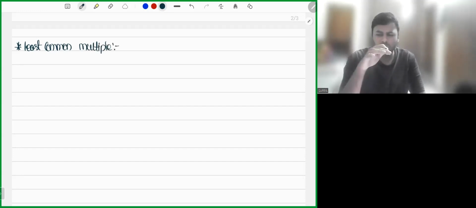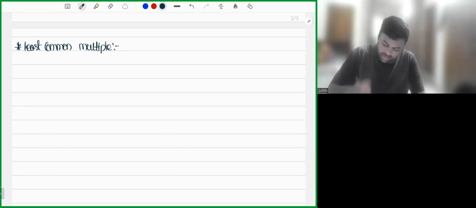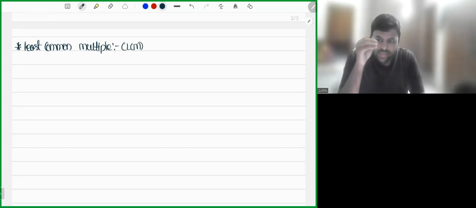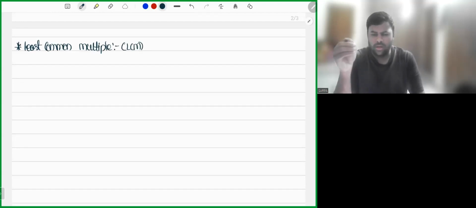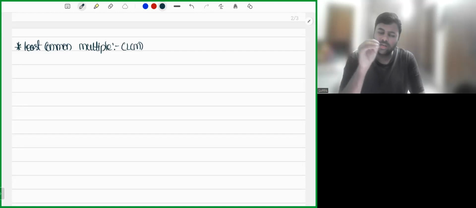Now, why do you use this? We'll look into this later on. But first, let me teach you what is a least common multiple. The word is called LCM. Now, what is this least common multiple? We use it in many places. I'll come back to that later on. First, let me teach you what is a least common multiple.